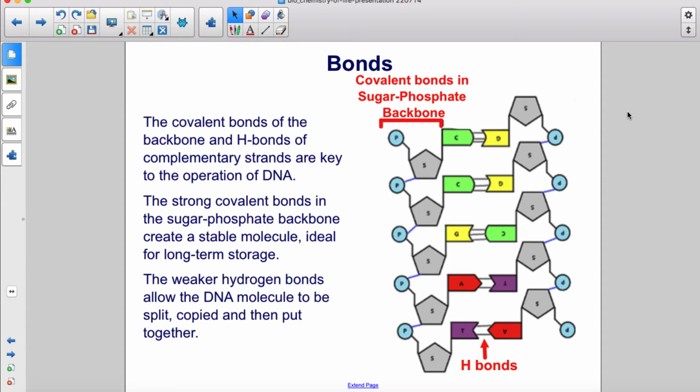operation of DNA. The strong covalent bonds in the sugar phosphate backbone create a stable molecule, ideal for long-term storage. The weaker hydrogen bonds allow the DNA molecule to be split, copied, and then put together.